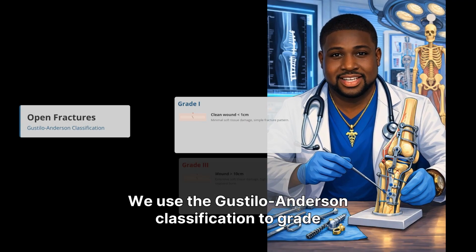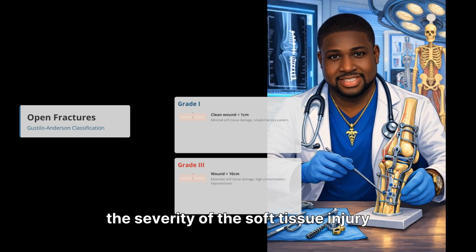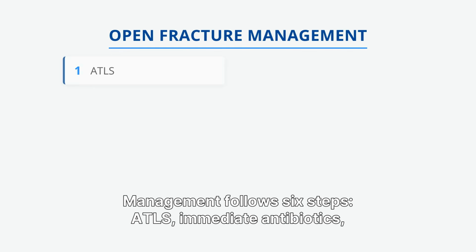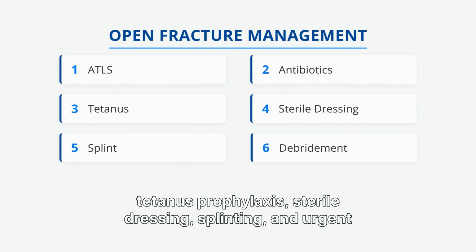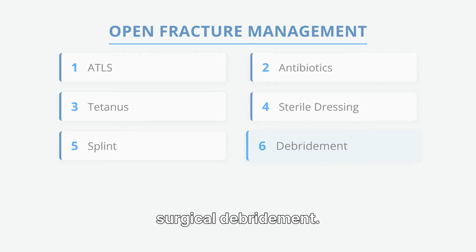We use the Gustilo-Anderson classification to grade the severity of the soft tissue injury and contamination. Management follows 6 steps: ATLS, immediate antibiotics, tetanus prophylaxis, sterile dressing, splinting, and urgent surgical debridement.